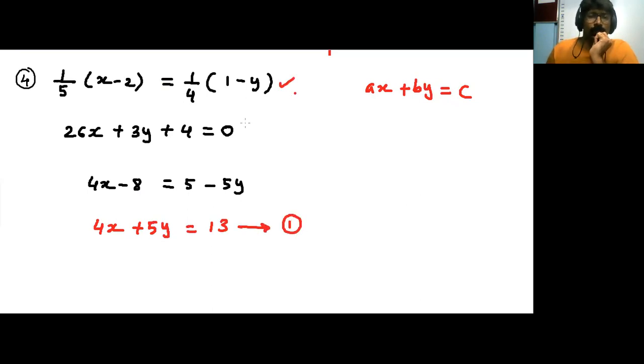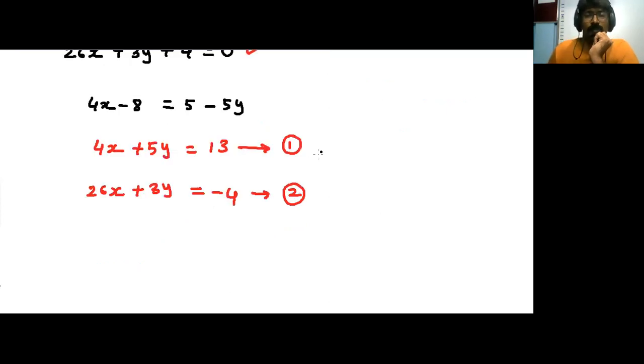Once you are done with equation number 1, it's time to check it out with equation number 2. It is 26x plus 3y, look at this, plus 3y. Now this plus 4, I'm shifting to the other side, it will become negative 4, because that also should be in the format of ax plus by is equal to c. Now what is to be done? I'll multiply this equation by 3, and I'll multiply this equation by 5. Why am I doing it so, guys? Because I need to make the y coefficients the same.